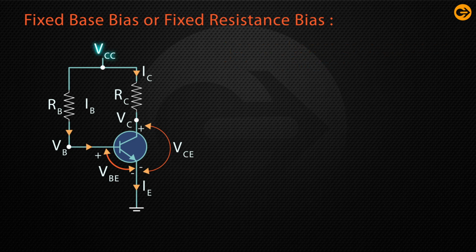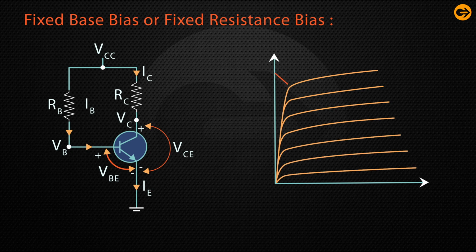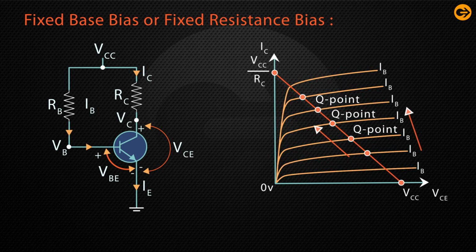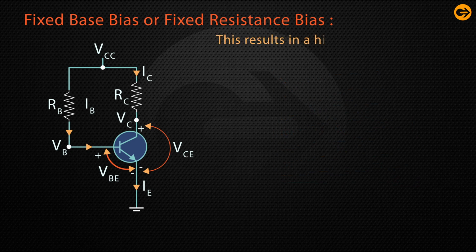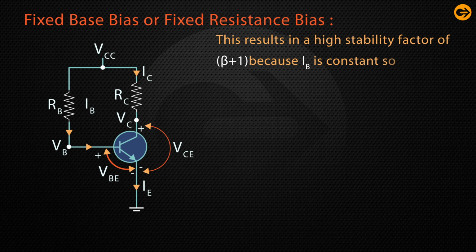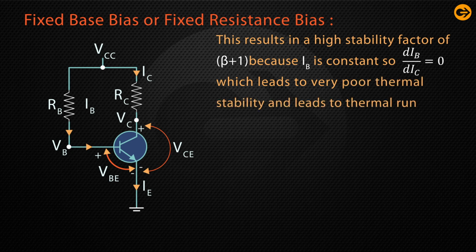Here, the values of VCC and VBE are fixed while the value of RB is constant on designing the circuit. This leads to a constant value of IB across the circuit resulting in a fixed operating point or Q point due to which the circuit is named as fixed base bias. This results in a high stability factor of beta plus 1 because IB is constant. So, dIB by dIC is equal to 0, which leads to very poor thermal stability and leads to thermal runaway.